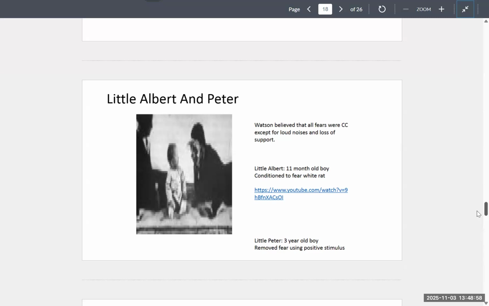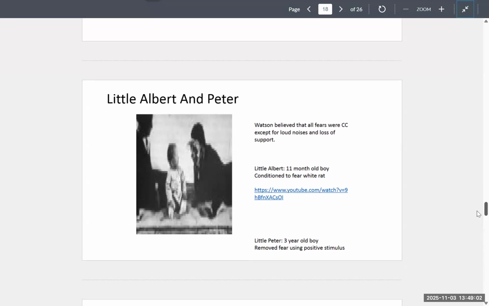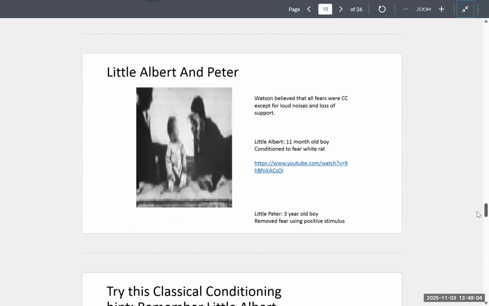But what he did was he basically created the white rat. The white rat came into the room, and every time the white rat got close to Little Albert, he would bang a mallet against a metal pole behind Little Albert's head. So the loud noise got associated with the rat, and what ended up happening is the rat created the fear. And he said, "Look, I created fears in children."